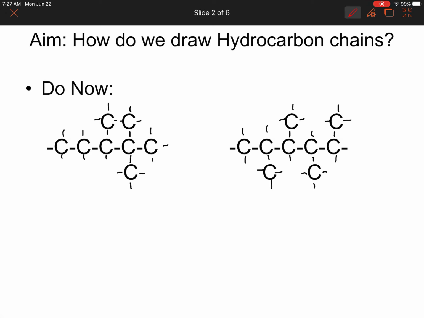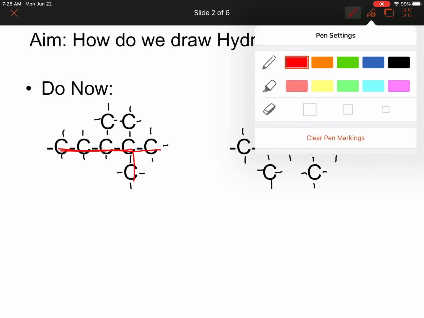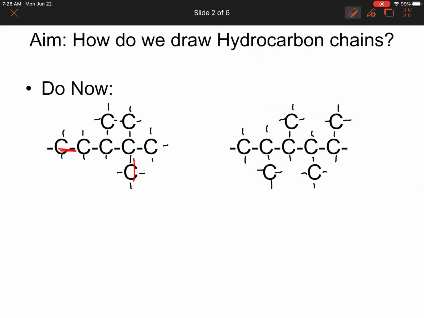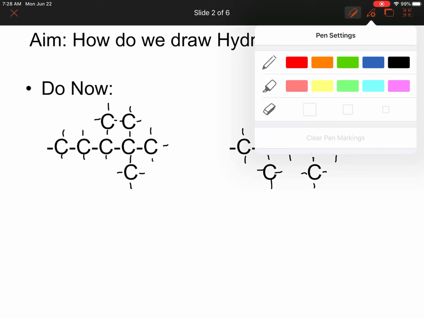So, from yesterday's lesson we learned, first rule is to find the longest carbon chain. The longest carbon chain is either 1, 2, 3, 4, 5 down, or 1, 2, 3, 4, 5 across. In this case, it doesn't matter, it's the same length, 5. So, let's just go 5 across.